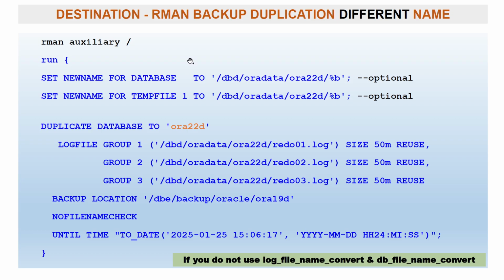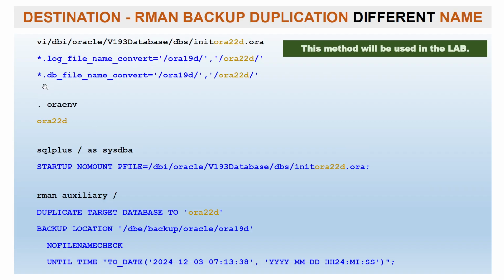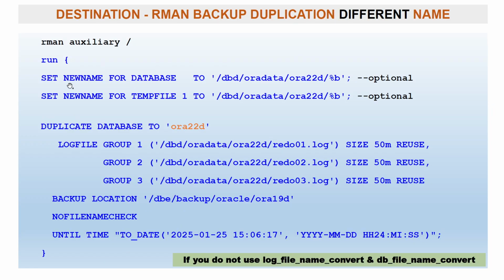If we don't want to use the log file name convert and db file name convert, we can use the set new name clause for the database and set new name for the temp file. In this syntax, we are not using the log file name convert because we are manually defining the logs when we do the duplicate command. So the logs have been manually defined, so it will not try to rewrite or create the logs as per the source database. It will create the logs as we have defined here.